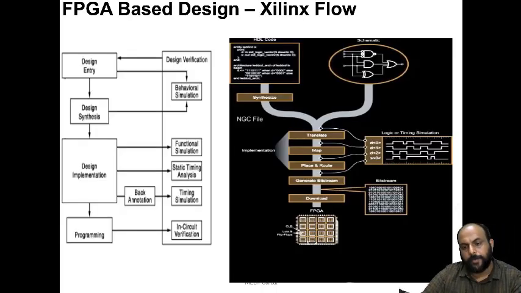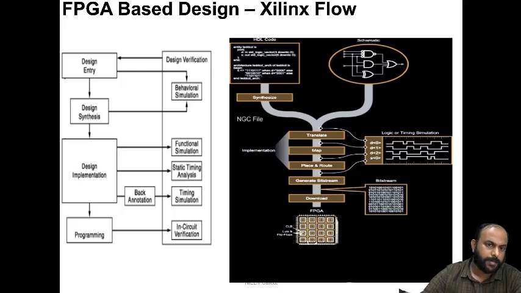So if you look at how FPGA-based design is done, this is the normal flow of it. What you see on the left side is more like a generalized flow, and what you see on the right side is the flow given by a major FPGA vendor called Xilinx. On the left side, in a nutshell, the first part of the FPGA design flow starts with design entry, where the design is entered as a netlist, as a schematic, or mostly in terms of a hardware description language.